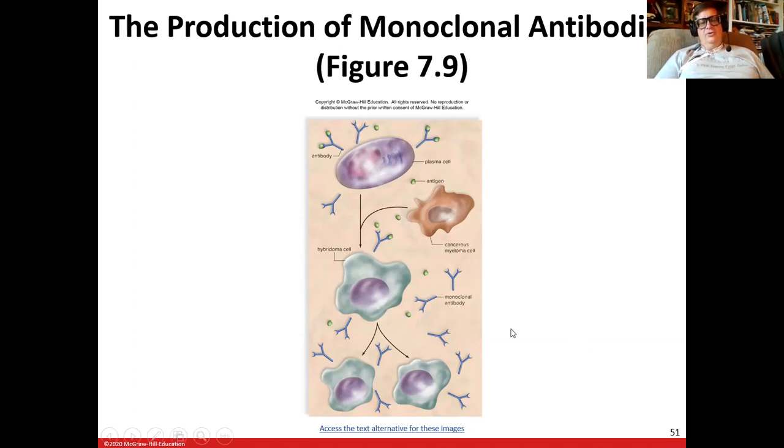But the goal is that once you build this hybridoma, it can produce huge amounts of the antibodies that you need. All right.